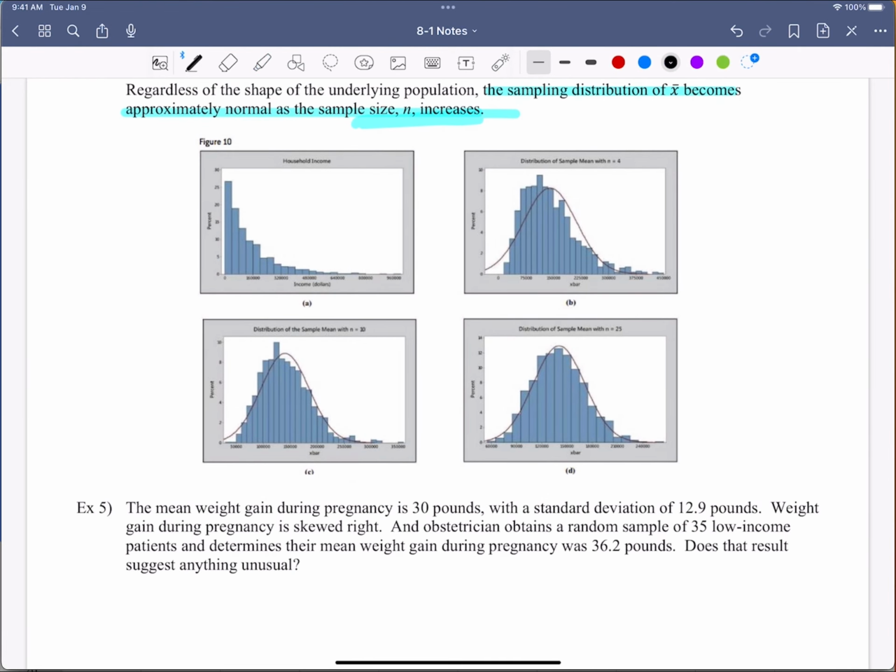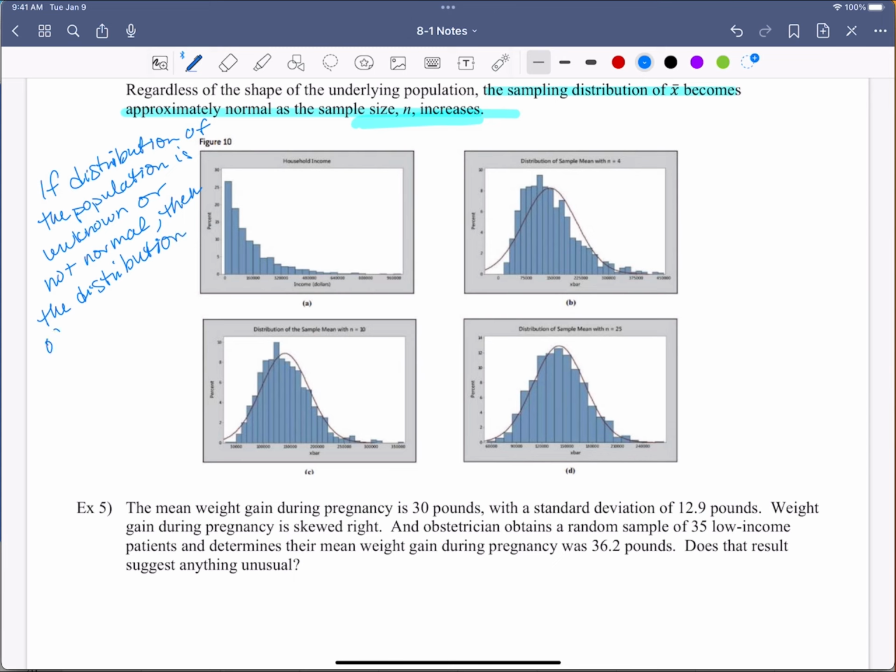Here's the deal. We have a magic number. If the distribution of the population is either unknown or not normal, then the distribution of the sample mean is normal provided the sample size is greater than 30.